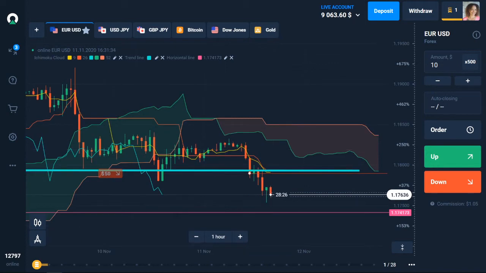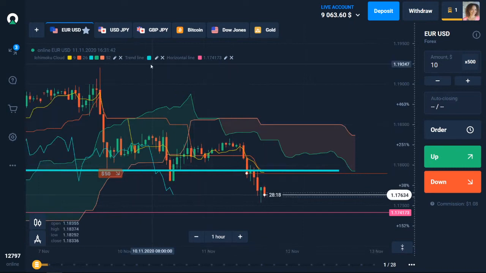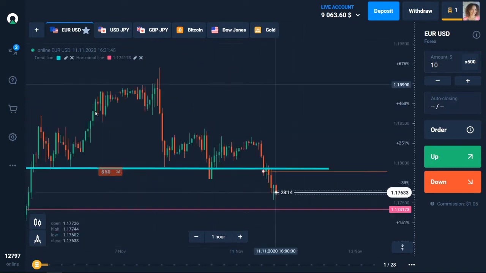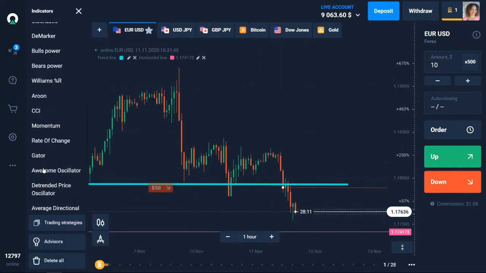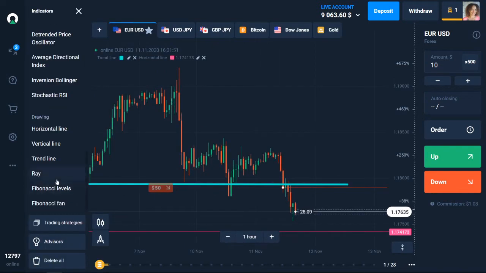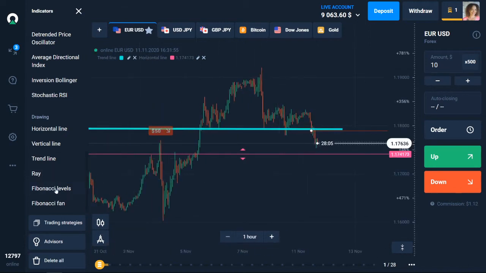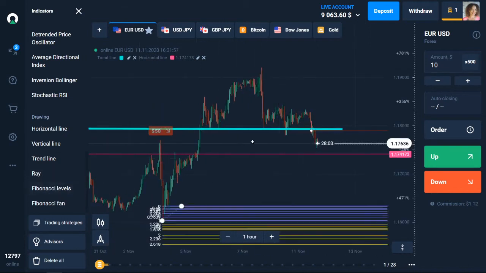Okie dokie, let me go ahead and check in chat. Let's see, Euro US dollar 1 hour time frame. Let's go ahead and remove anything extra that we don't need on the 1 hour time frame. One second. Fibonacci levels.